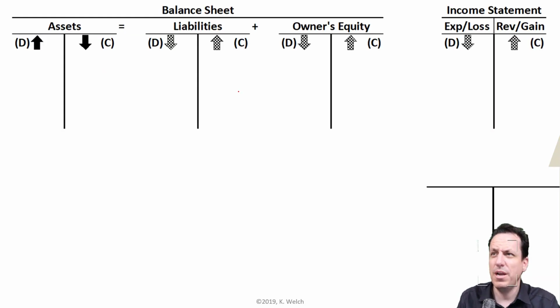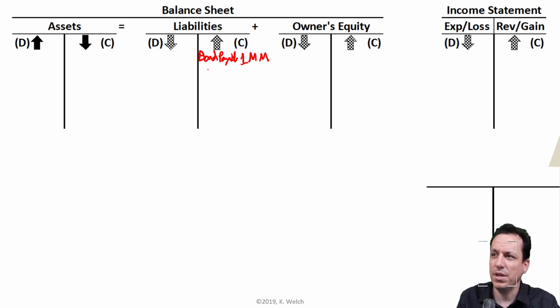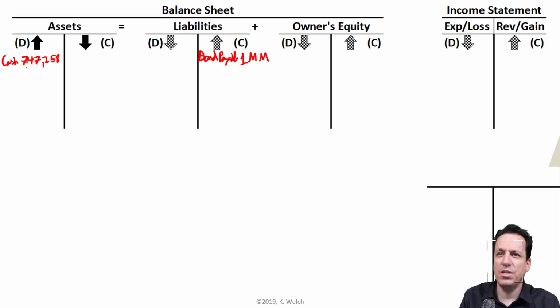This is our typical setup. We issued bonds, so we have a liability. So we have a bond payable here, a bond payable of $1 million. I'm just going to put 1 million like that to save space. And then we also have cash, $747,258. We know that from the prior problem. So cash is $747,258.